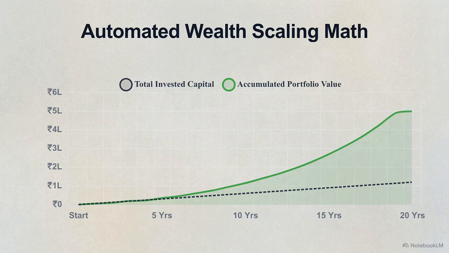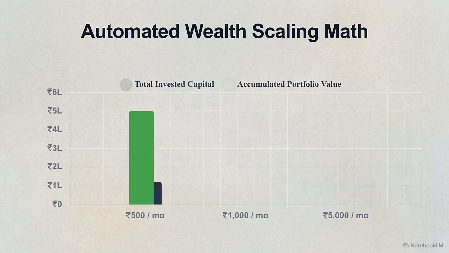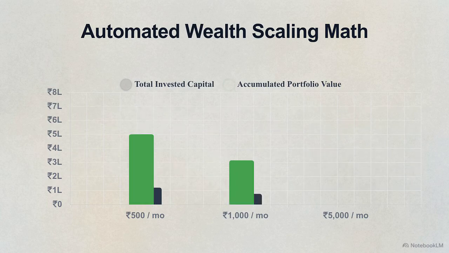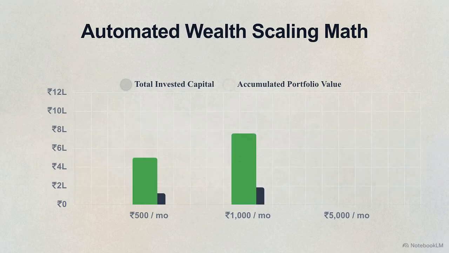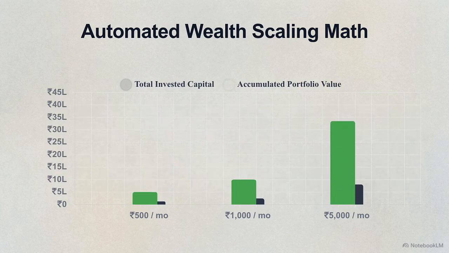On a 20-year timeline, the baseline of your actual invested money separates from the total value, accelerating upward along an exponential curve. If you invest 500 rupees a month for 20 years at a 12% return, your total out-of-pocket investment is 1.2 lakh. Your projected final value hits 5 lakh. Increase that to 1,000 rupees a month under the same parameters. You put in 2.4 lakh total. The projected value scales up to 10 lakh.